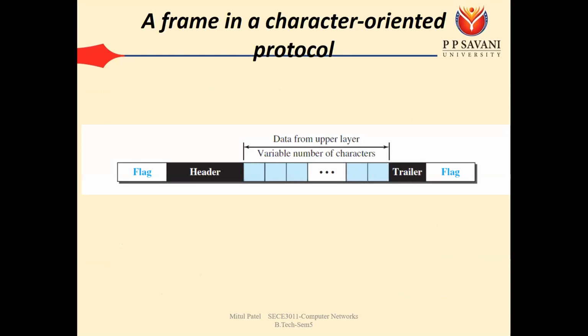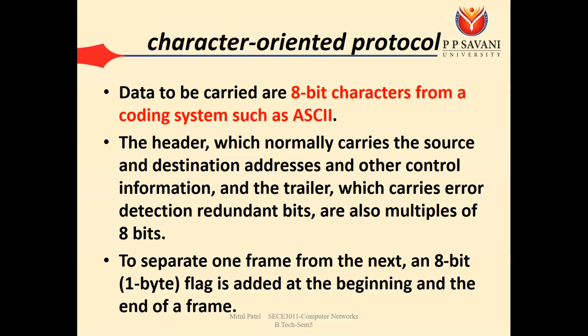So in the character oriented approach, or the character oriented protocol, everything is about characters. The data is a multiple of 8 bits, if we assume that for the character we are following the 8-bit ASCII format. So the data part is a multiple of 8, the header is also a multiple of 8, the trailer is also a multiple of 8, and the flag is also 8 bits. That means our data can be evenly divided by 8 bits. Okay. So there is one problem with the character oriented protocol.